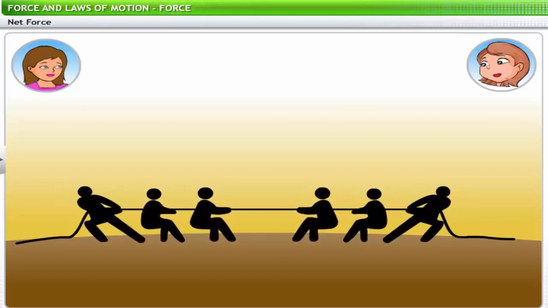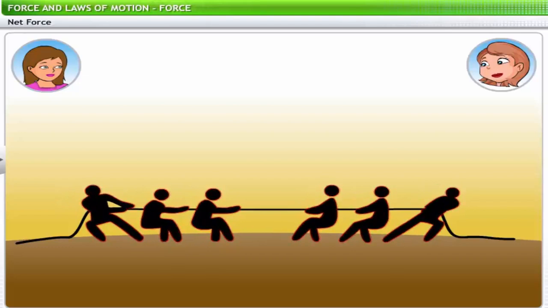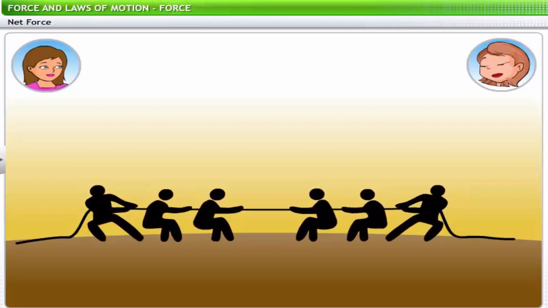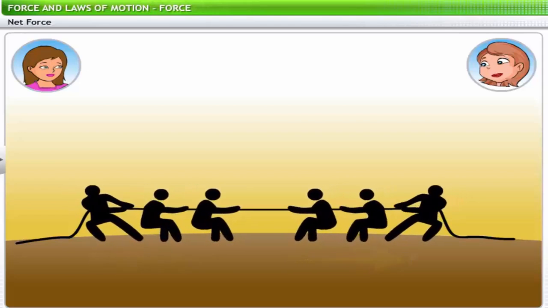For example, in this case, there are an equal number of people on both sides. So, the force applied on one side of the rope is being counteracted by the force applied by the other side of the rope. That is, the force on both sides is balanced. Does that mean there will be no movement if forces are balanced? That's right. In such cases, because force is a vector, we must consider the result of the multiple forces acting on the body.